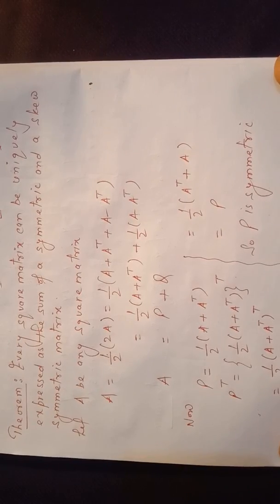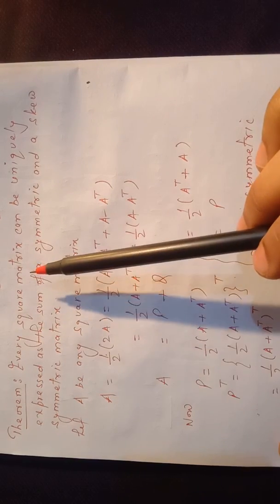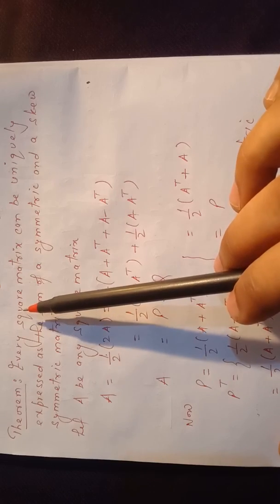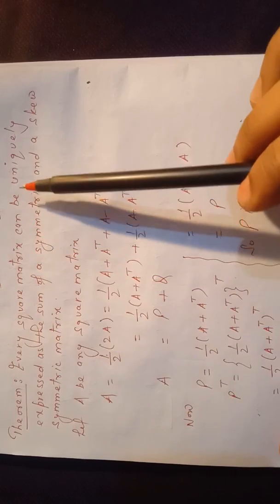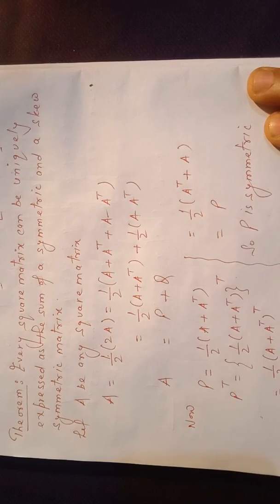Now I'm going to take a very interesting theorem. This theorem says that every square matrix, be careful, I'm talking about a square matrix, can be uniquely expressed as the sum of a symmetric and skew symmetric matrix. It means if a matrix A is given to us, we can write the matrix as the sum of two matrices, where one matrix will be symmetric and the second will be skew symmetric. So let's see how we will prove it.